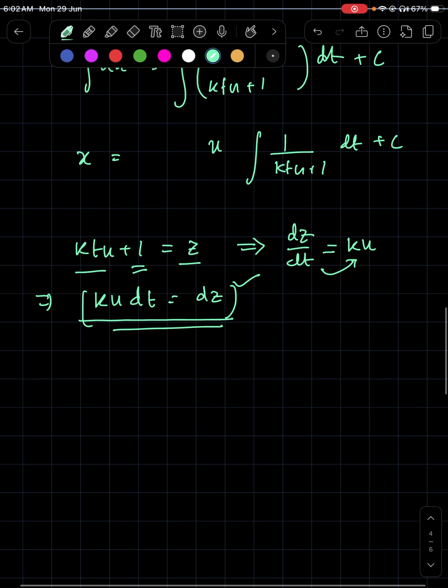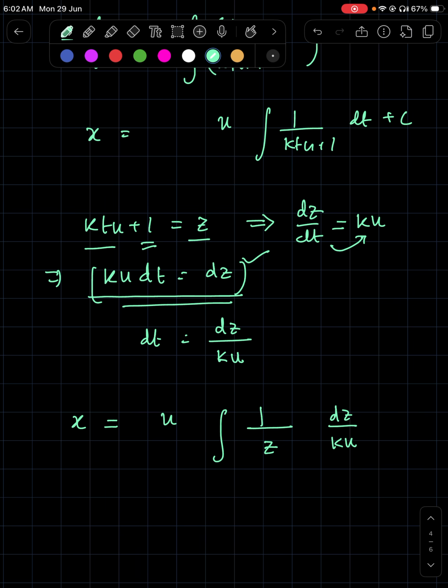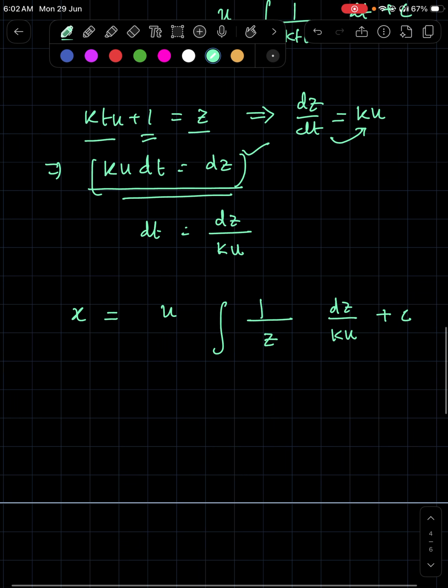So dt becomes dz by ku. Now I'm going to put all the things. So x becomes u in the place of ktu plus 1, that is z, in the place of dt, that is dz by ku, and plus c. Since u is a constant and non-zero quantity, u will cancel.